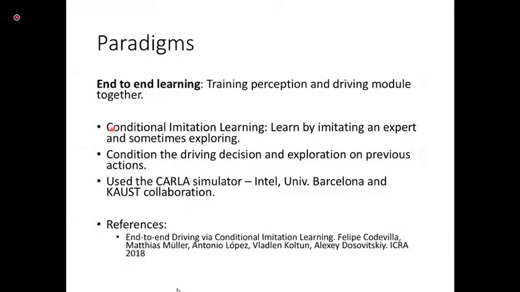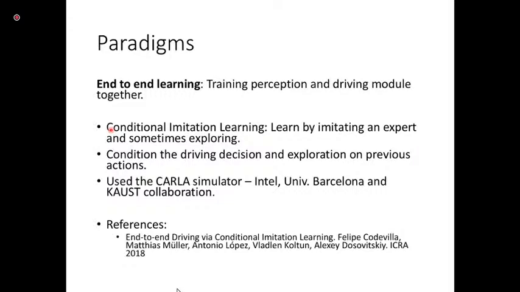The next part is something called conditional imitation learning. You not only learn the affordances, or rather, conditional imitation learning is the other side of it, where it predicts the driving action, but it predicts it via a conditional network.